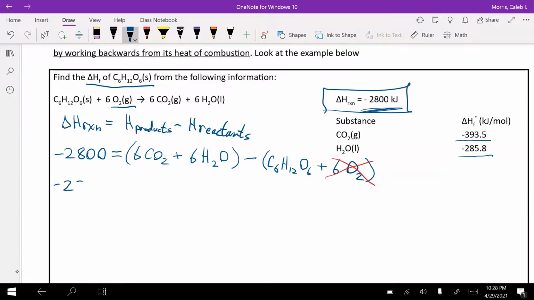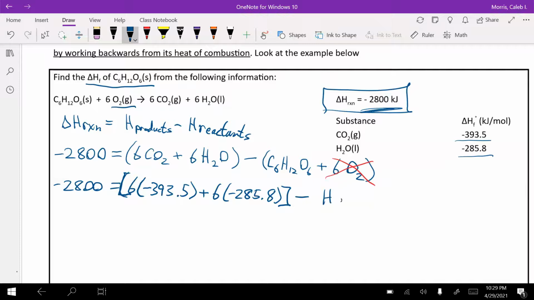We've got negative 2,800 equals, and then I have 6 times the enthalpy of formation for carbon dioxide, which is negative 393.5, plus 6 times for water, negative 285.8, and then minus the HF that I'm looking for, HF of C6H12O6. So now I can just put these numbers in a calculator and figure out what it is.